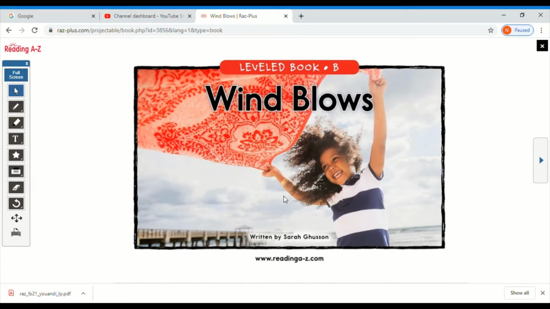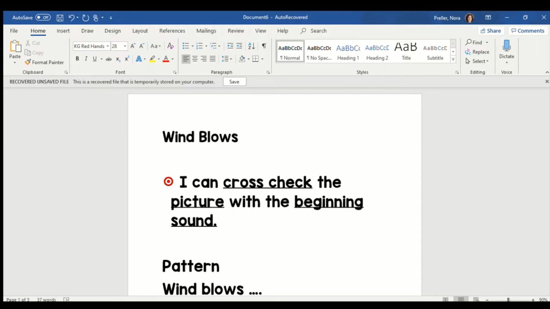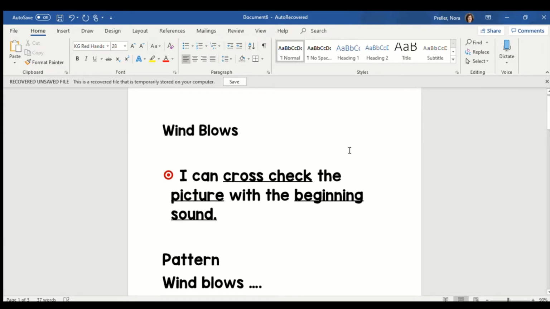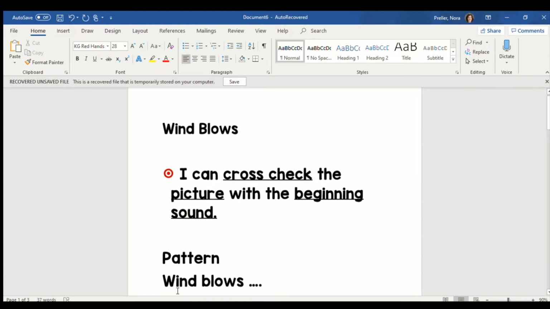Before we start reading, let's take a look at our learning target. So boys and girls, our learning target for Wind Blows is I can cross-check the picture with the beginning sound. So that means we look at the picture, we think about what the story is about, and then when we get to the tricky word in the sentence, we check the beginning sound to make sure that what we think it says makes sense. We always want to ask ourselves that question. Does that make sense?